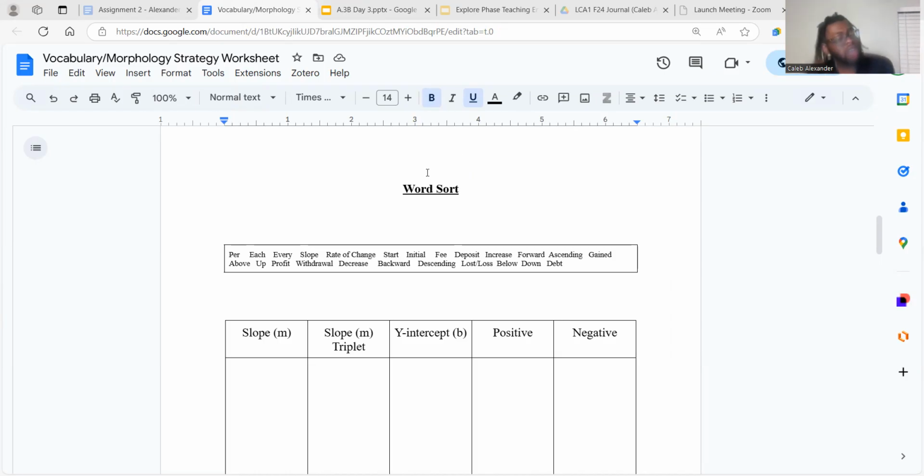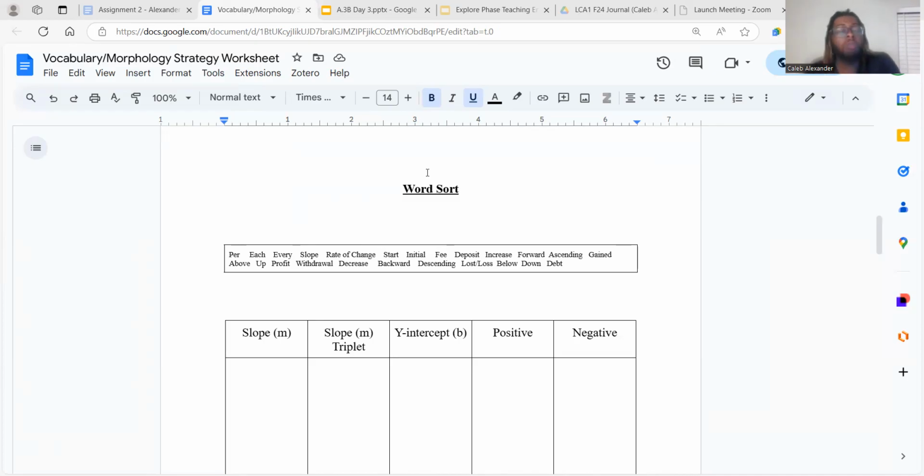So the vocabulary strategy I'm using is word sort, because my old teacher did a word sort where all the words were given in each subcategory. Students just have to write where the word goes in each of these categories. What I'm doing right now is giving them this before they even learn what these words are, just to see what they know. The categories they have are slope, triplets, y-intercept, positive and negative.